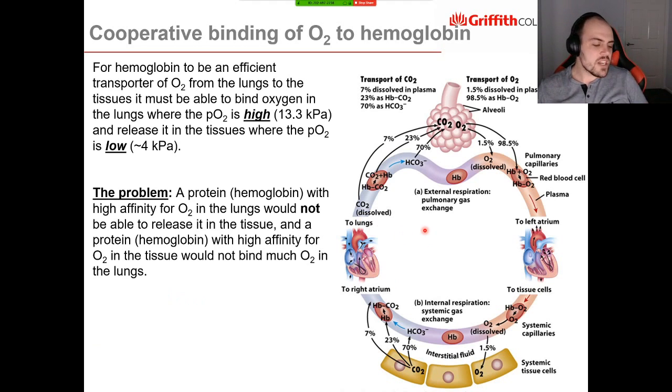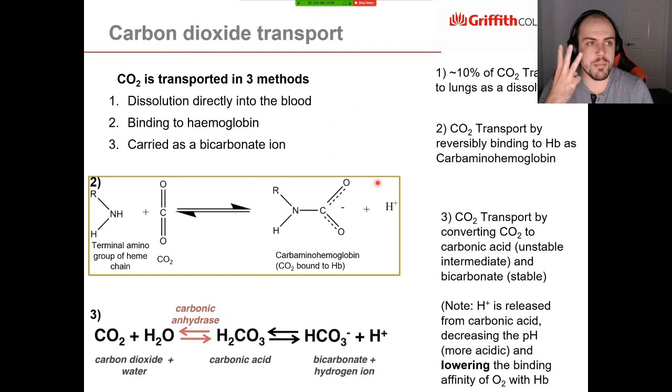Now, do I expect you to know and understand how it converts from bicarbonate back into carbon dioxide? Absolutely not. Not interested. All I want you to know is that our body can transport carbon dioxide in three main ways. The first one, it will dissolve carbon dioxide straight into the blood. The second way is that it will bind it to hemoglobin, and it will move around.